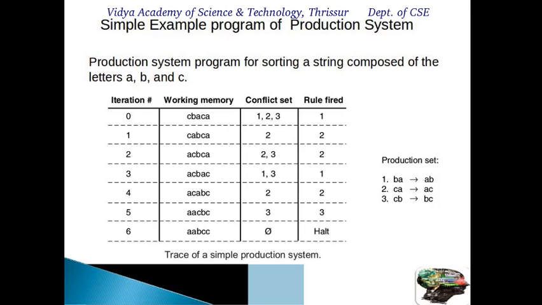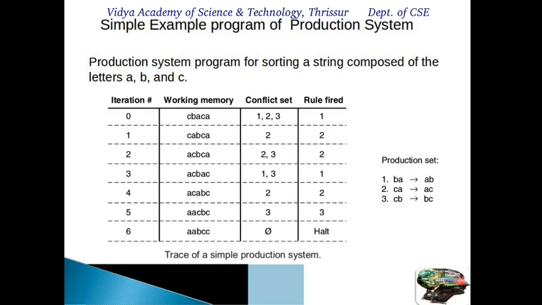In the second iteration, that is iteration number 1, only CA is there. Only this condition is met. No other conditions are met, so there is no conflict and no conflict resolution is required. Directly 2 is taken. In the next iteration, 2 conditions are satisfied, so corresponding changes are made. When 1 is selected, BA is changed to AB. That is the action taken.